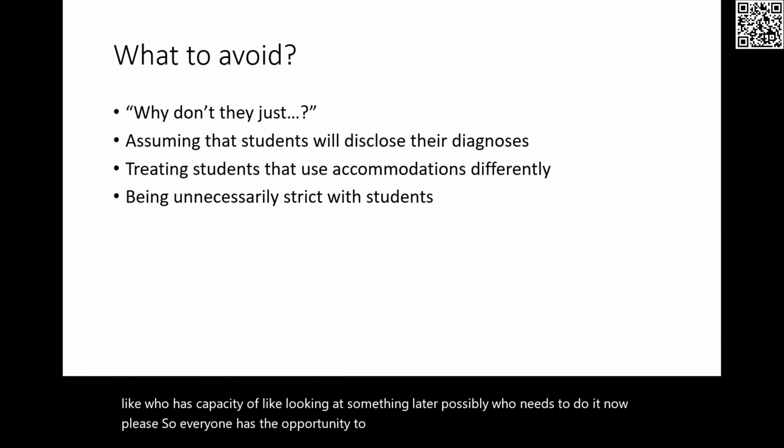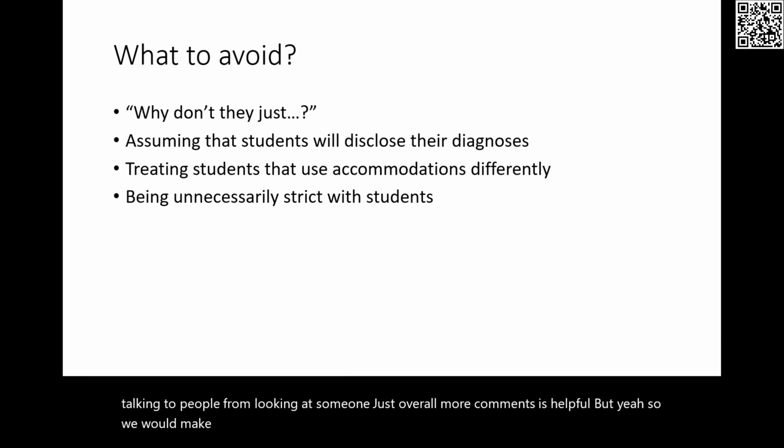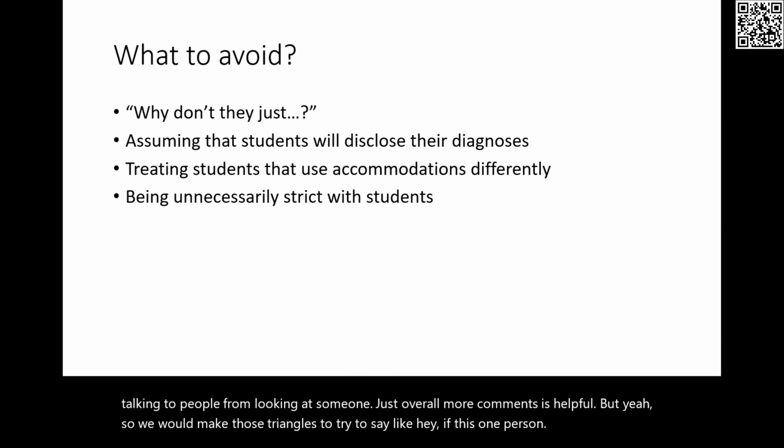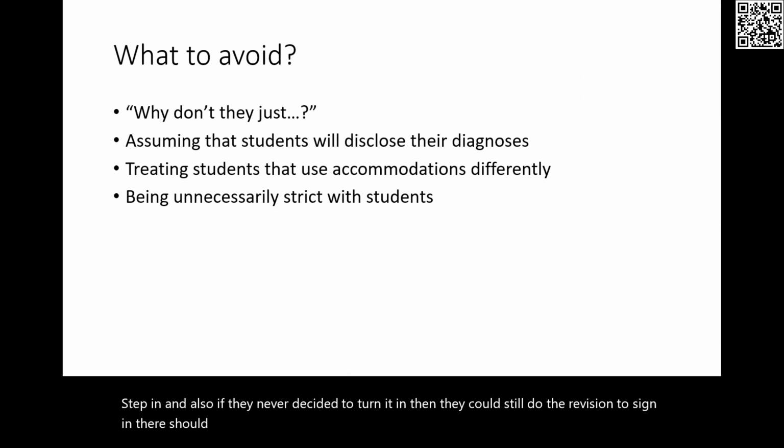Also, looking at someone who is overall more confident is helpful. So we would make those triangles, so that for one person, someone can still step in. And also, if they never decide to turn it in, they can still do the revision assignment. There could be 2 people rather than going to 3.